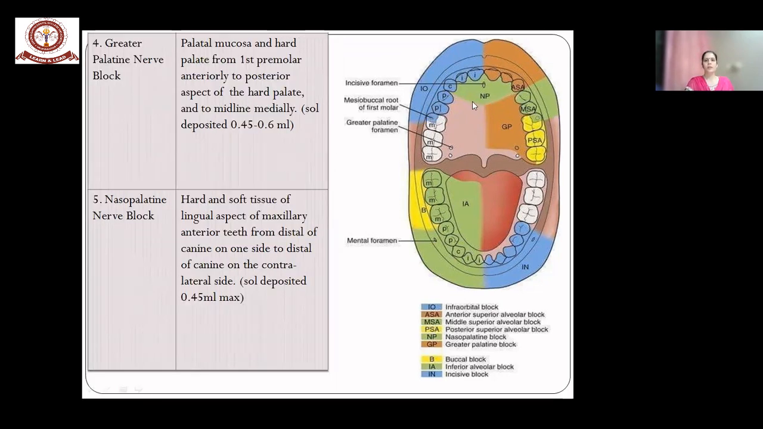The greater palatine nerve block anesthetizes the palatal mucosa and hard palate from the first premolar to the third molar. The solution required is 0.45 to 0.6 ml. Nasopalatine nerve block anesthetizes the hard and soft tissues of the palatal aspect of maxillary anterior teeth from distal of canine on one side to distal of canine on the contralateral side. Solution required is 0.45 ml.